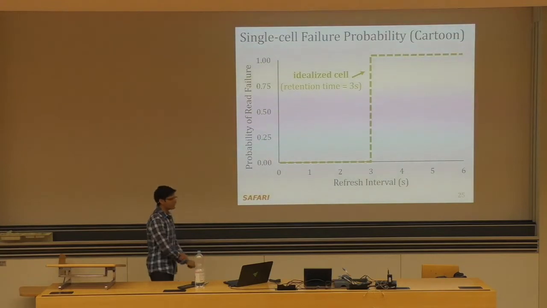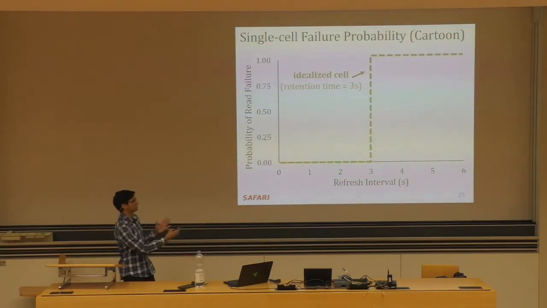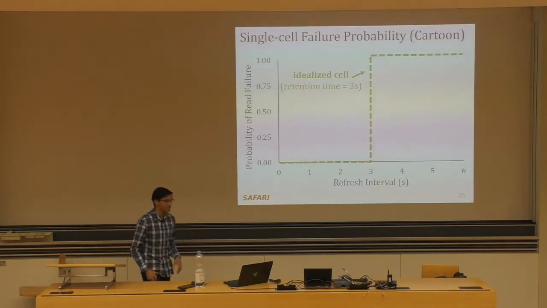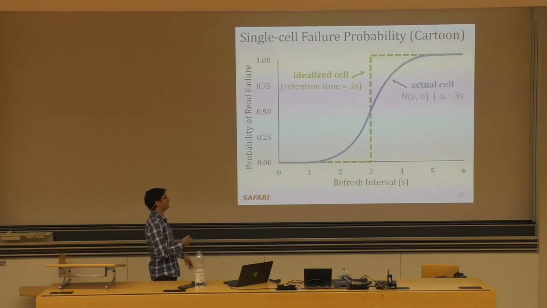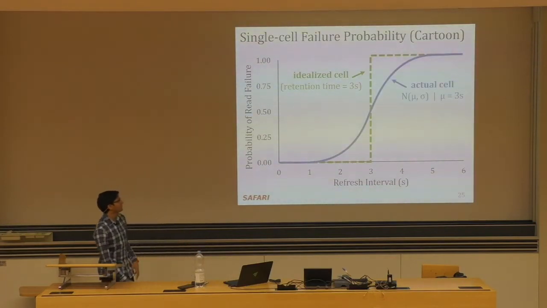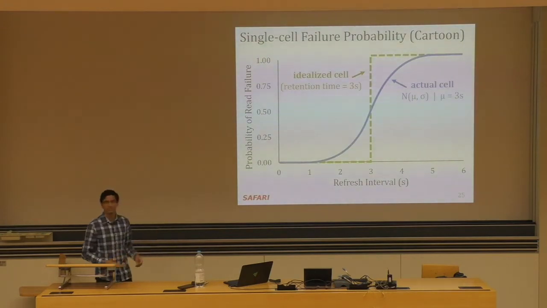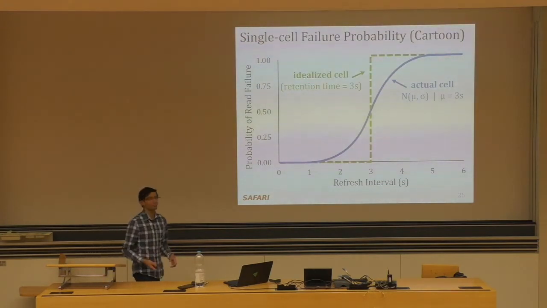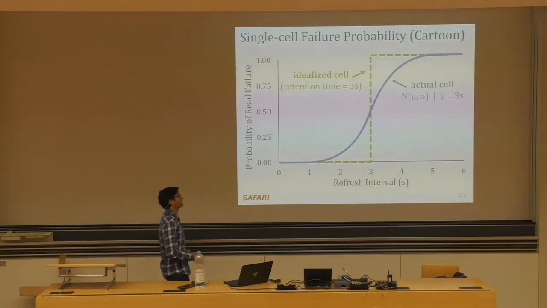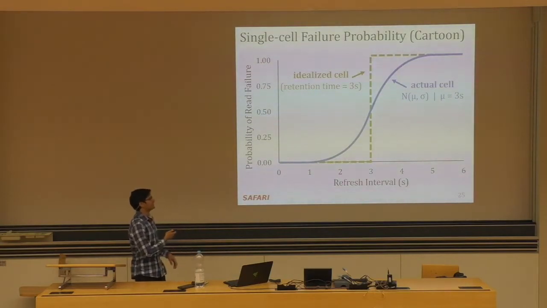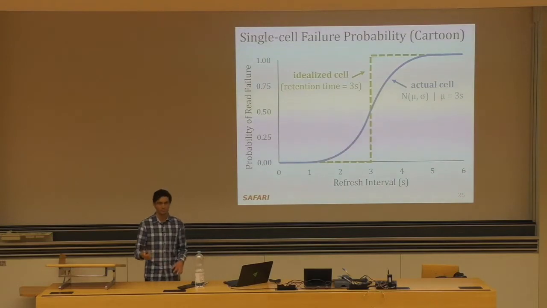And so this is idealized because a real cell doesn't fail quite so exactly. Instead, we find that it follows a normal distribution in failing. And what this means is that even though we ascribe it a retention time of 3 seconds, potentially at the mean of this distribution, there's a non-zero probability of failure below this retention time. And above this retention time, it's a continuous distribution, so there's always a non-zero probability that the cell might fail.